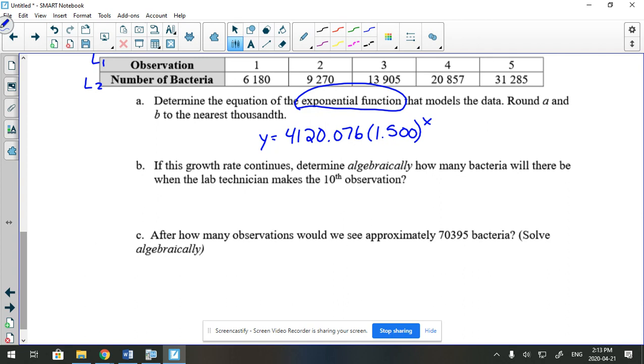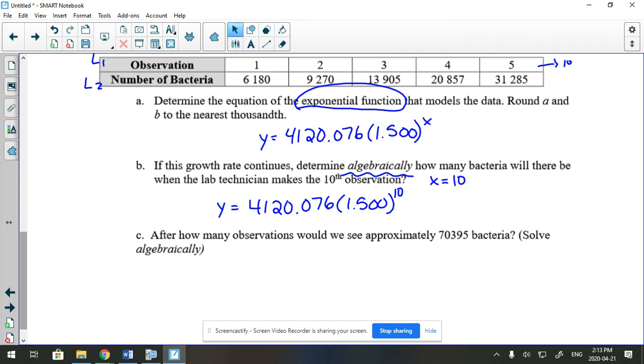It says, if this growth rate continues, determine algebraically how many bacteria there will be when the lab technician makes the 10th observation. So essentially it's telling you that your x is 10. So you can do this algebraically. All you have to do is take your equation and now replace the x with a 10. Most of your questions are using a calculator and the graphing function. Like I said, it's more accurate, but if you wanted to do it algebraically, then all you have to do is type this straight into your calculator and you can get your answer.